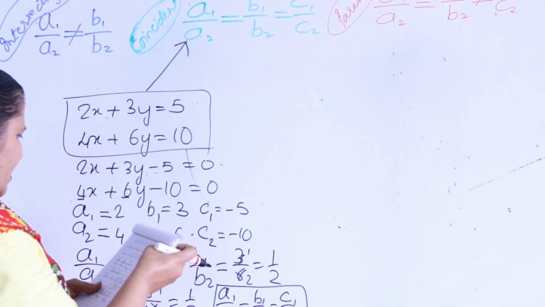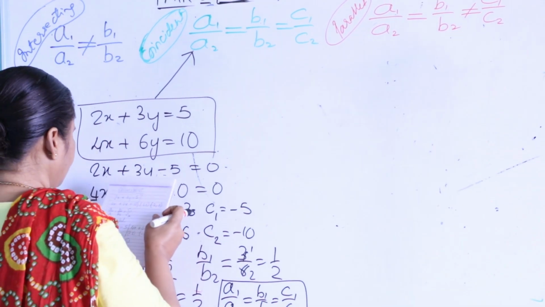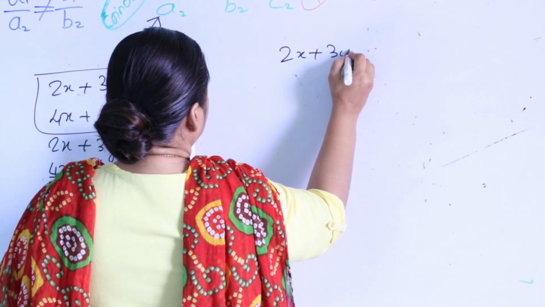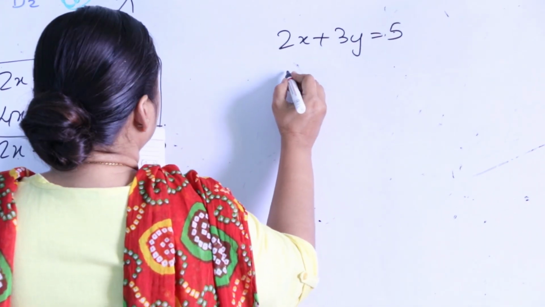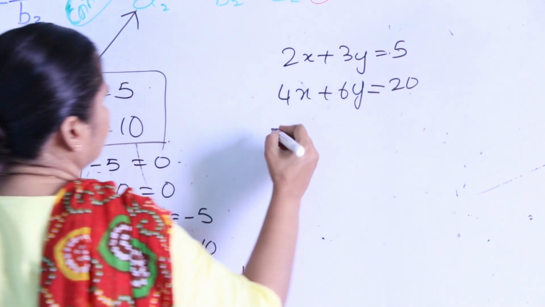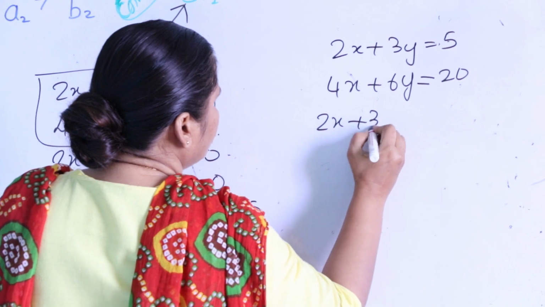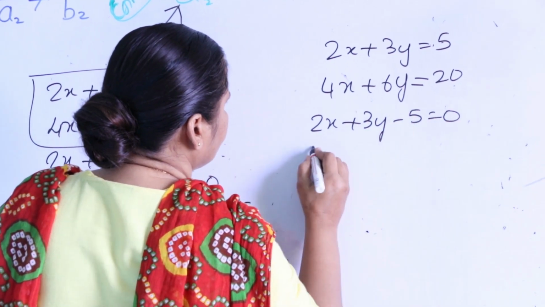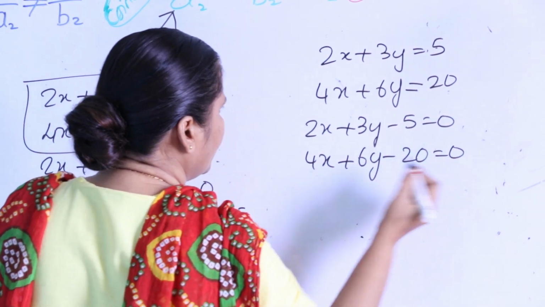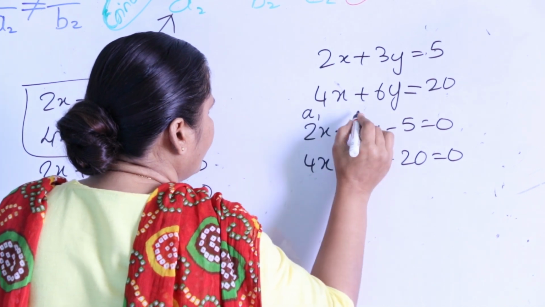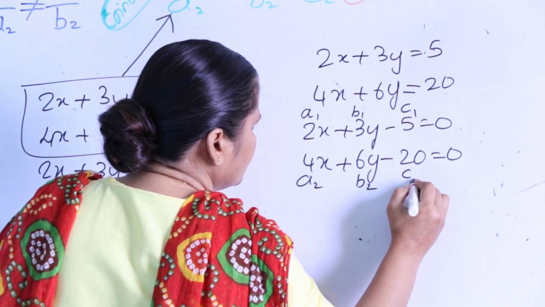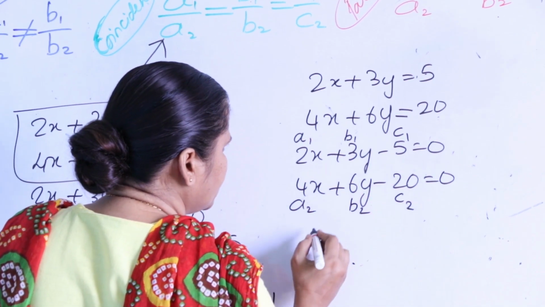Now, I'll quickly show two more equations. Now let us take this equation. 2x plus 3y is equal to 5. 4x plus 6y is equal to 20. So we will quickly change this to standard form. 4x plus 6y minus 20 equals 0. So we'll write here a1, b1, c1, a2, b2, c2. Remember, this is minus 5, this is minus 20.